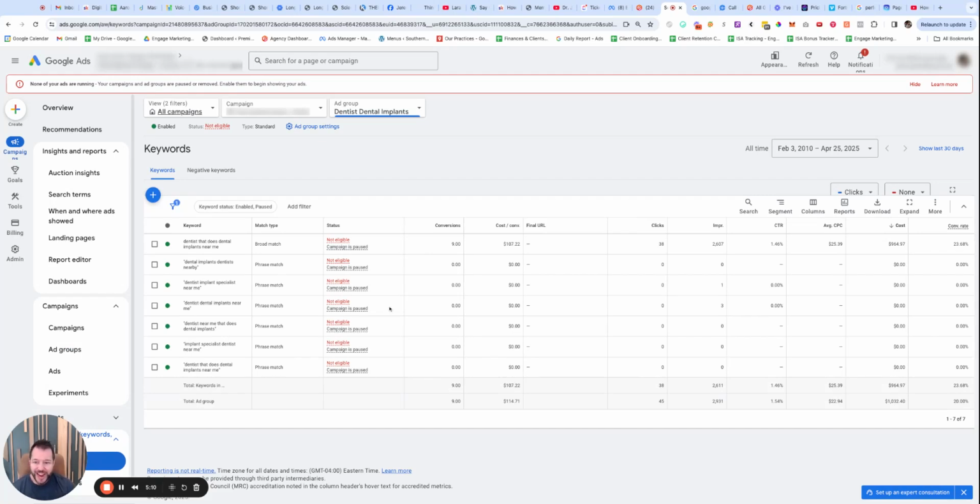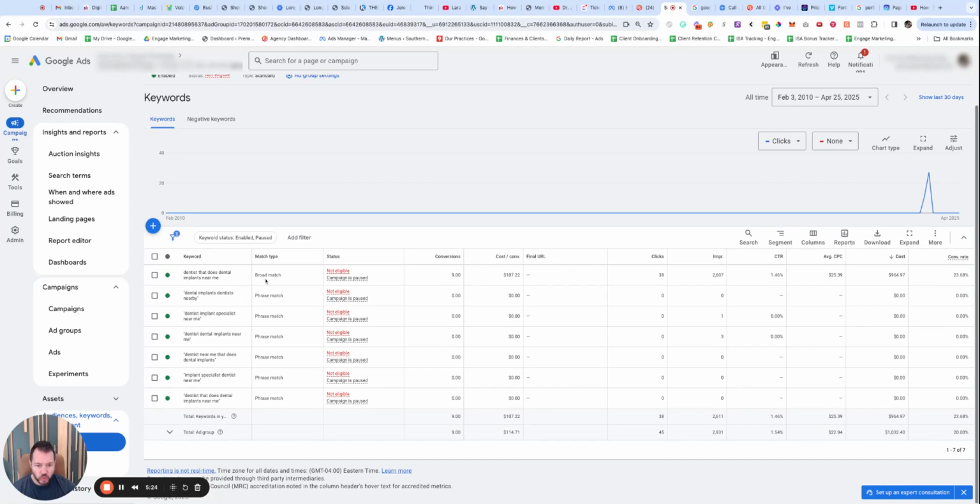Okay, so we've got the ad group keywords pulled up in here, and we can see that these were all ones that were enabled, and we've got about 7 keywords in here. We can see that the majority of them, 6 out of 7, are phrase match keywords, and we have 1 broad match keyword.